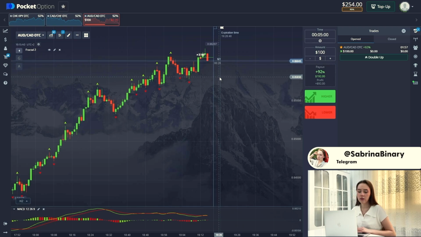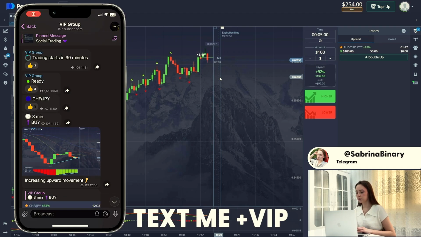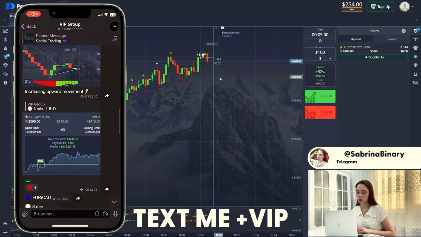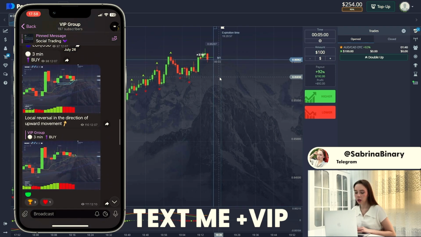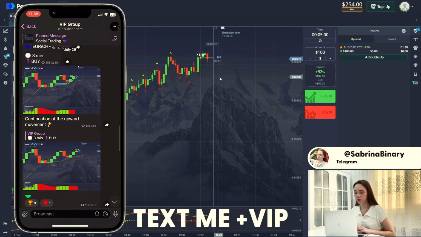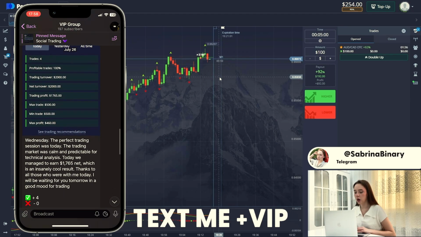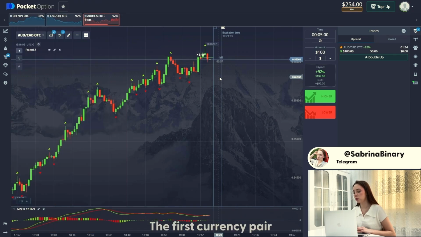In fact, everything is very simple. It's enough just to look at which fractal was updated last. For example, in our case, before opening a deal, the fractal was updated downwards, which means that the deal should be opened on the upside. If, on the contrary, the fractal was updated upward, then the deal should be opened on the price decrease. Everything is as simple as possible.